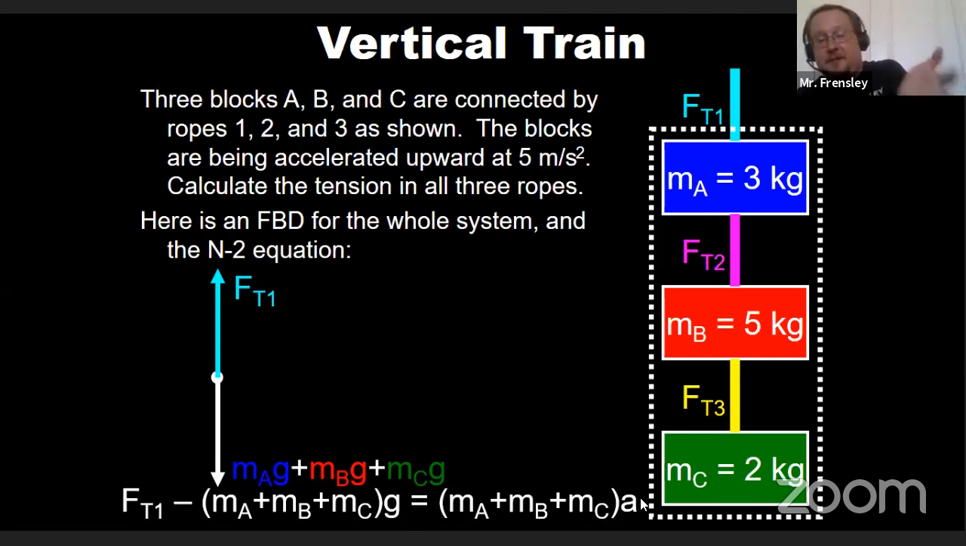I've got 10 times acceleration, so that's going to be 50, right? Because the acceleration is 5 and the total mass is 10. So I've got what minus 100 equals 50. It's going to be 150 newtons.